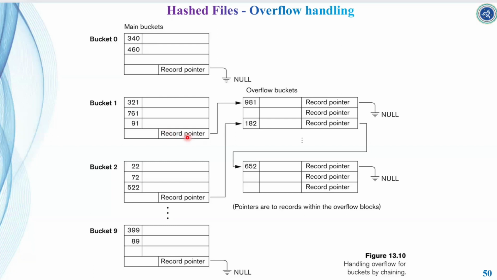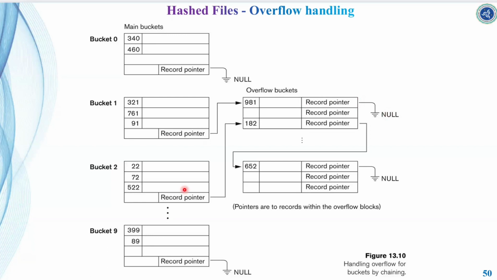Here we are using chaining. At the end of this location, a pointer will be pointing to an overflow bucket. Here, this is the overflow bucket. Whenever a new record comes and the bucket is already filled, we can use the overflow buckets, and a pointer should point to this particular location. So 981 will be stored in this overflow bucket, and finally you will have the record pointer pointing to the null value.